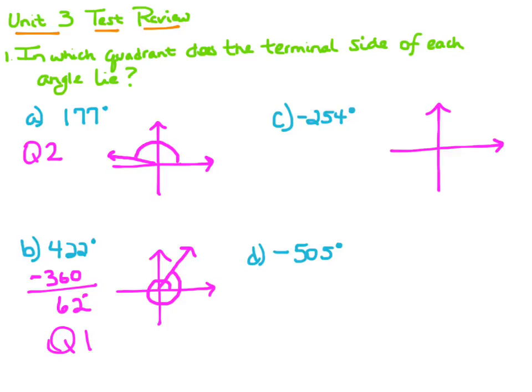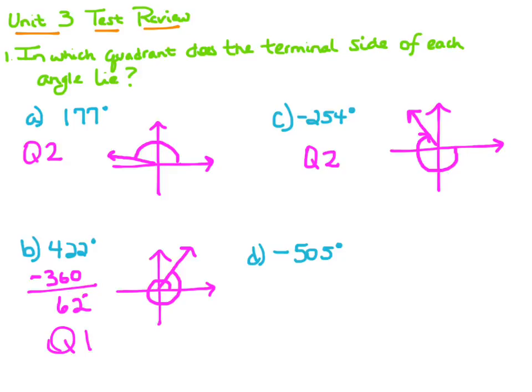Now these next two angles, they're negative, and so when we draw our angle, we're still going to start on the positive x-axis, but this time we're going to move in the clockwise direction. We're going to go down from that axis. So negative 254, it's bigger than 90, it's bigger than 180, but it is less than 270. And so we're going to stop here, and that puts the terminal side in quadrant 2.